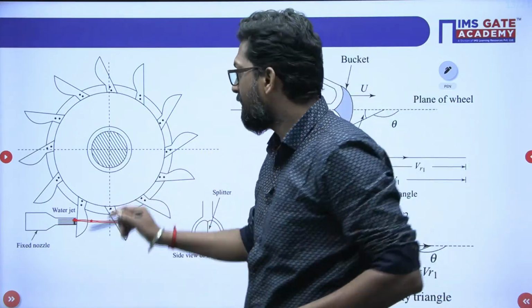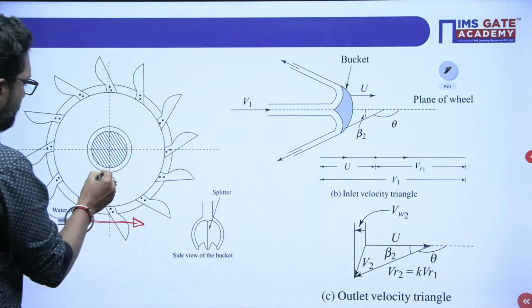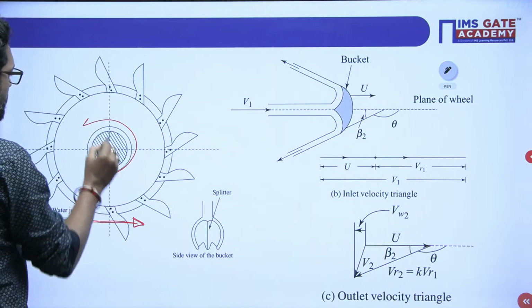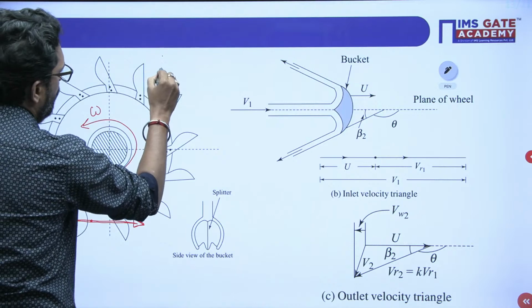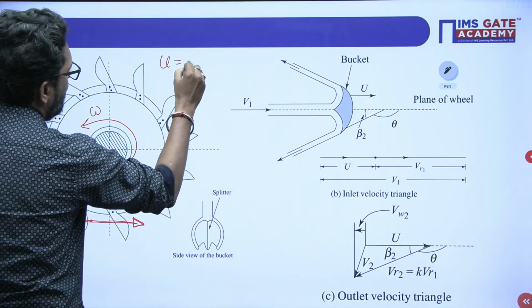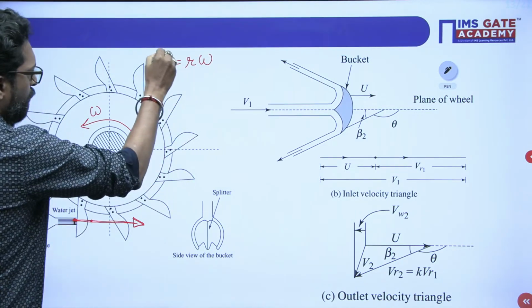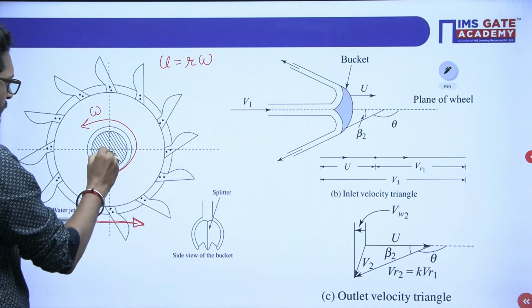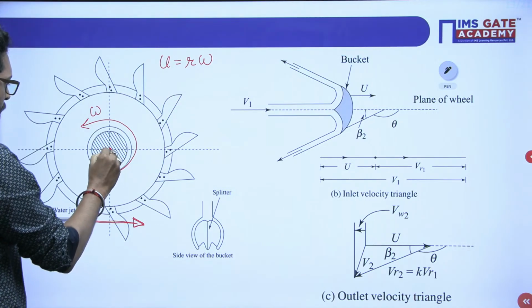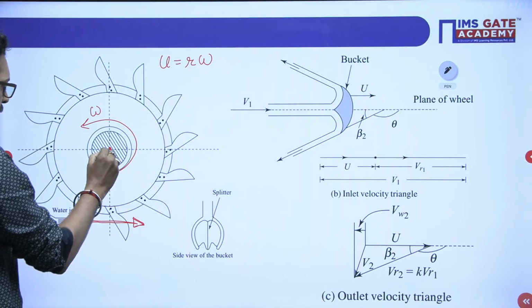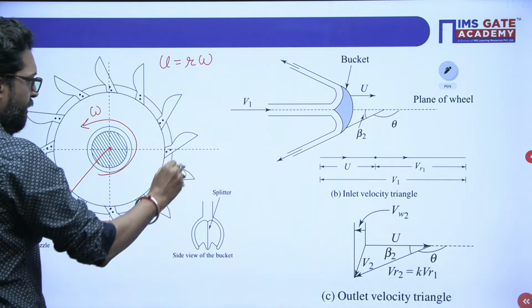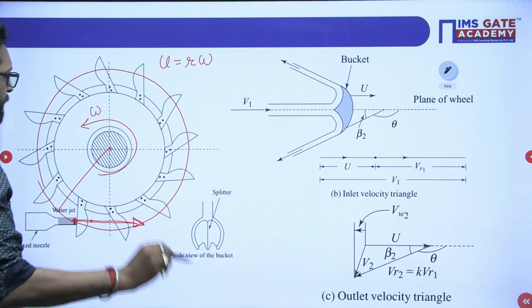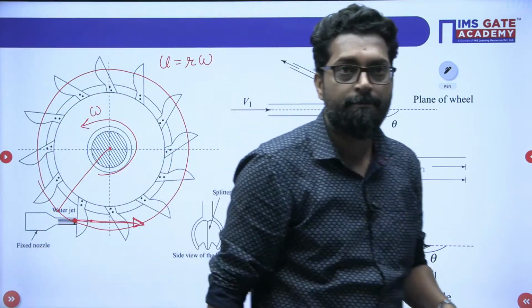So the rotor speed, that means the tangential speed of the rotor, let's suppose it will move with omega. So u is equal to r into omega. This u is the tangential velocity of the rotor, and r will be measured from the center of the wheel to the mean radius of the bucket. So this is your mean radius. This is called mean radius or mean diameter.